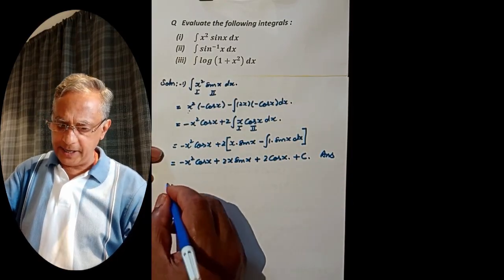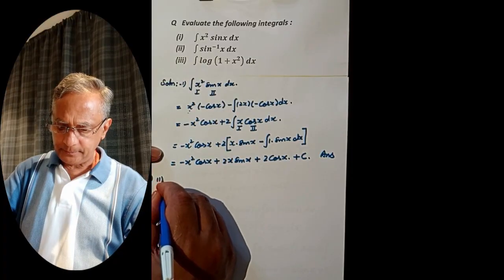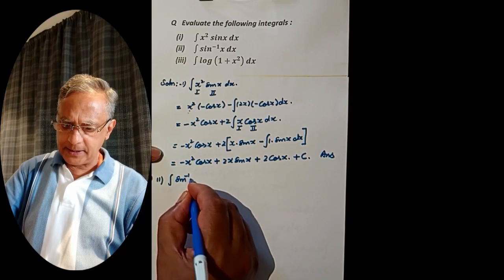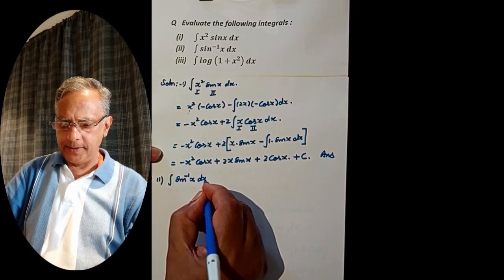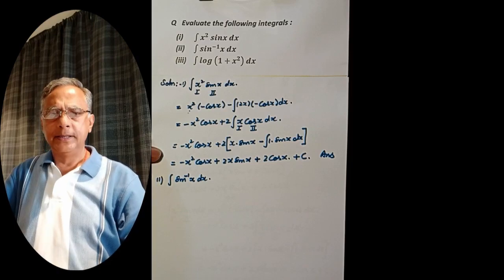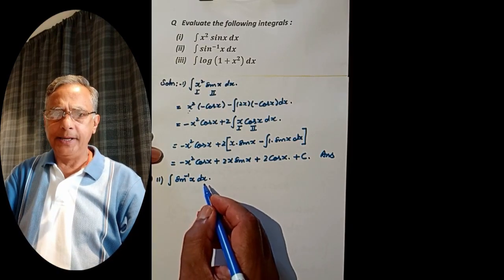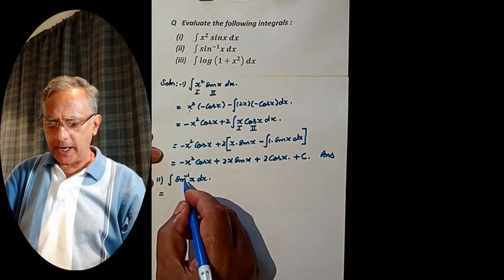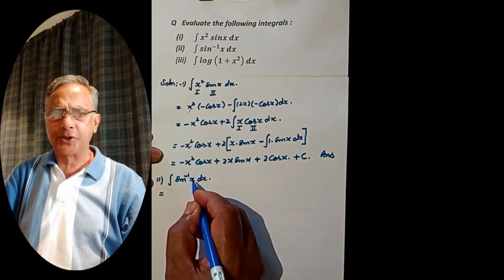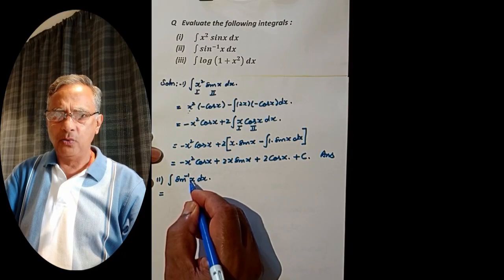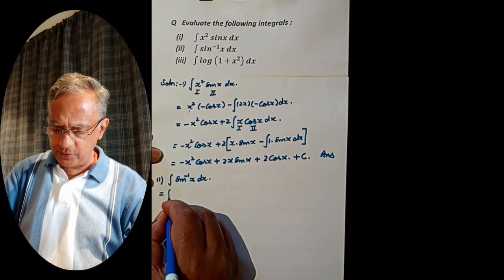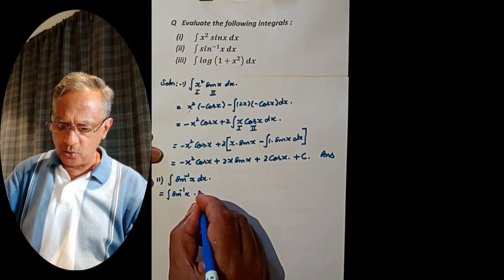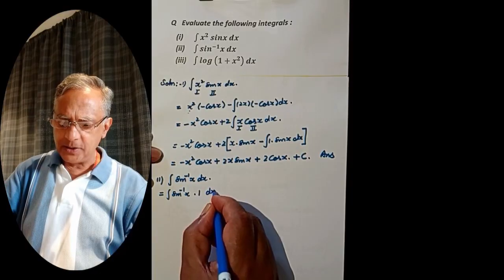Now next we take the integral of sine inverse x dx. So what we do here is, now sine inverse x is an exceptional case, an inverse trigonometrical function. So we write this as sine inverse x into 1, taking 1 as the second function.